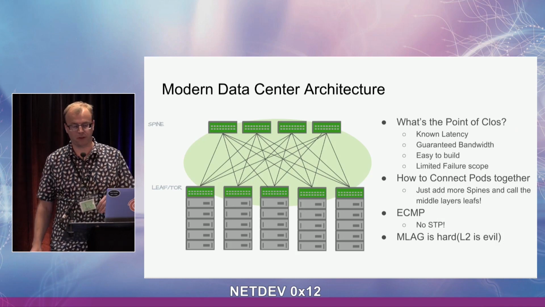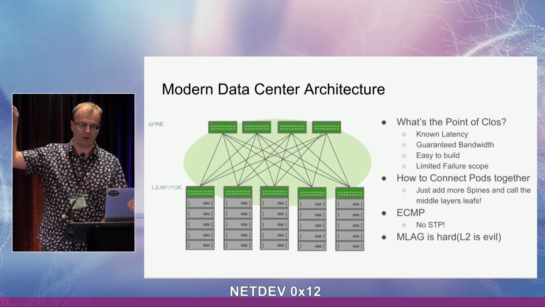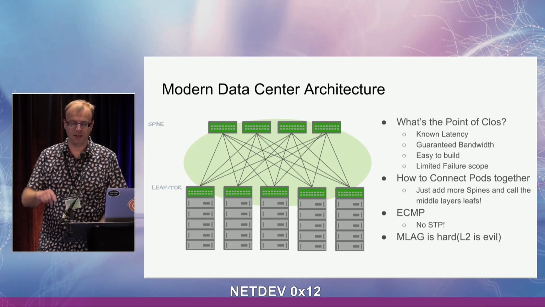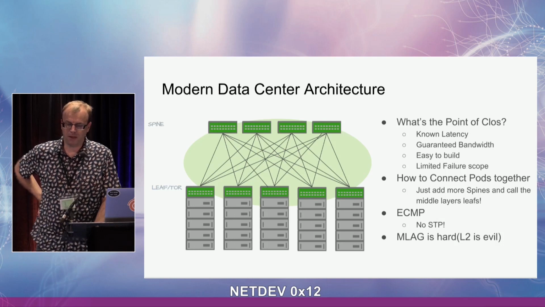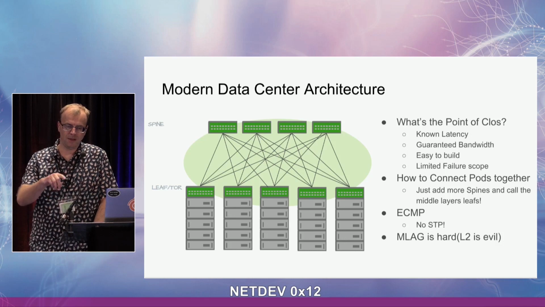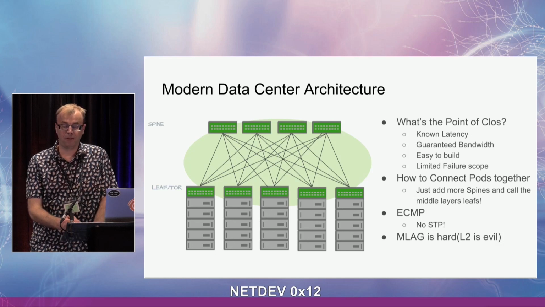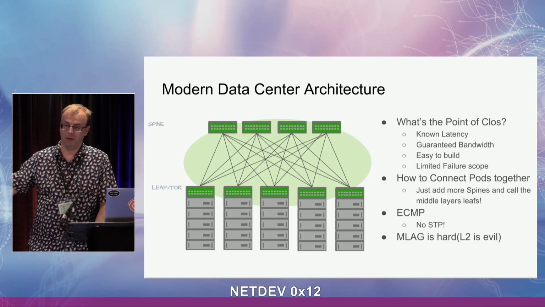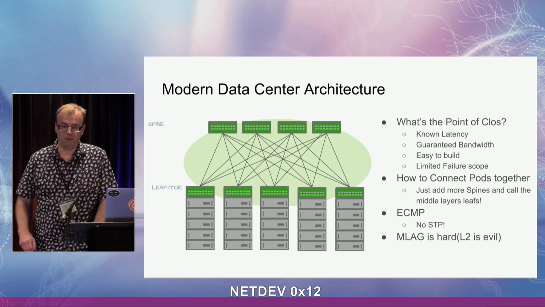So a Clos is typically a layer of routers or switches on the top called the spine, with leafs or ToRs underneath it that are connected. And you can see each leaf is connected to each spine. So what does that provide? It provides known latency between each host in the data center. It provides guaranteed bandwidth for your applications. It's really easy to build because you're just plugging in and doing the same thing for every single leaf ToR and every single spine. And when something does go wrong, you've limited your failure scope.